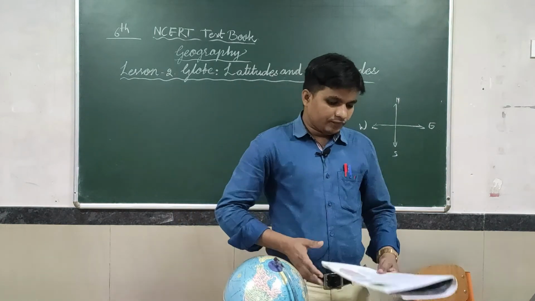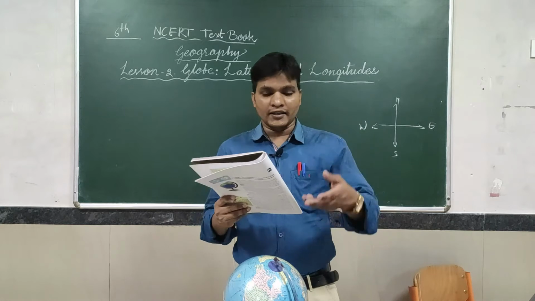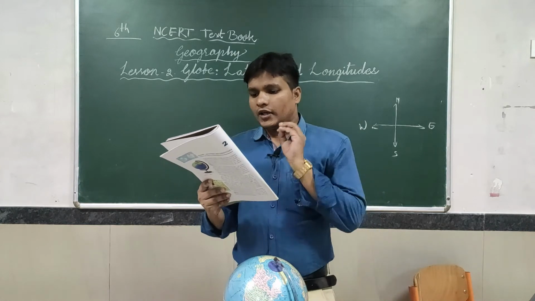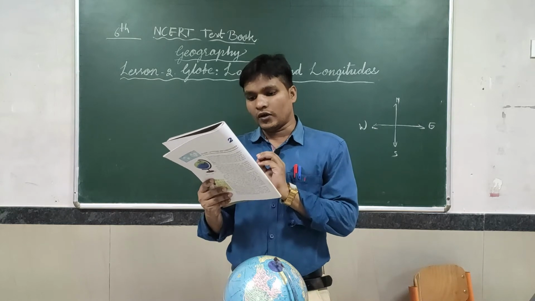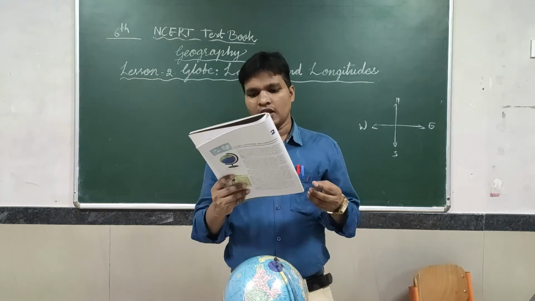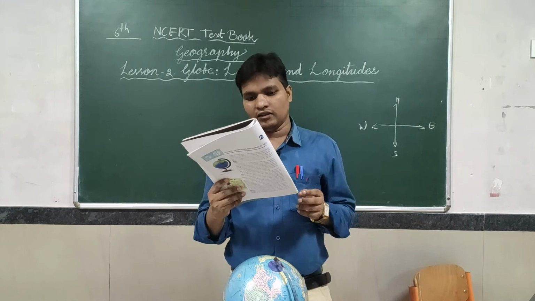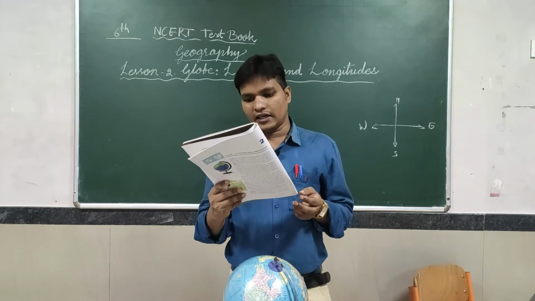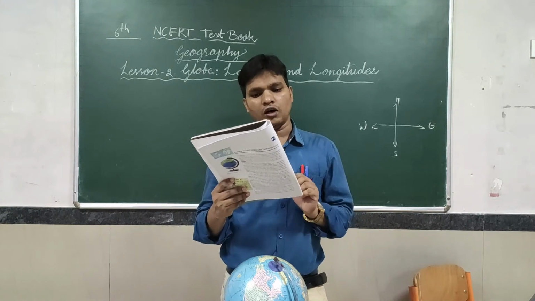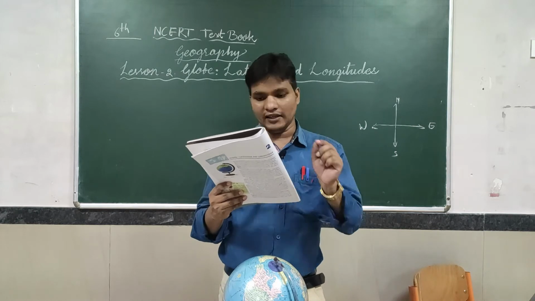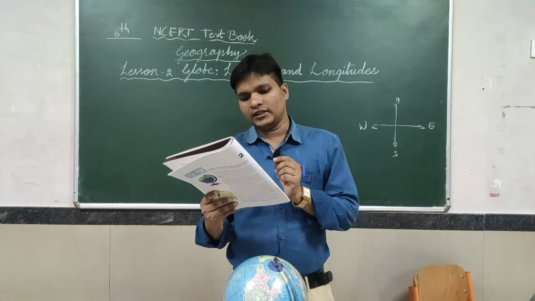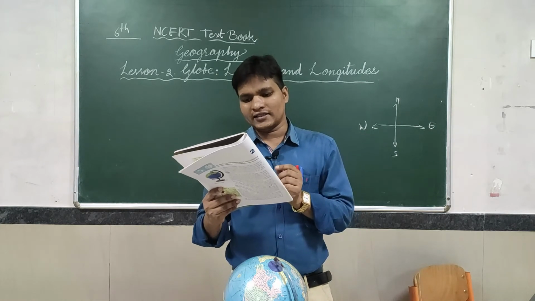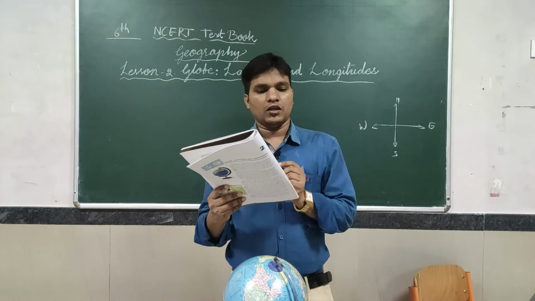Then after, we have to learn, I am reading the content, listen to me. The equator represents the 0 degree latitude. Since the distance from the equator to either of the poles is 1/4 of the circle around the Earth, it will measure 1/4 of 360 degrees, that is 90 degrees. Thus 90 degrees north latitude marks the North Pole and 90 degrees south latitude marks the South Pole.